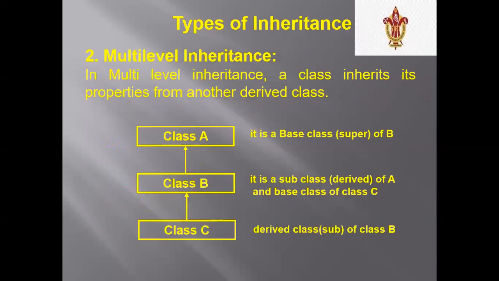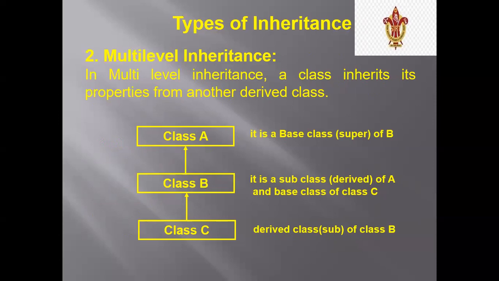Next, multi-level inheritance. In multi-level inheritance, a class inherits its property from another derived class. So what is in multi-level? Generally, there are more than two levels from where we are inheriting the properties. See here in the example, there are three classes, class A, B, C. Here, A is a base class for B. So B is a derived class of A. But again, below B, there is another class which is C. So for C, B is a base class and C is a derived class.